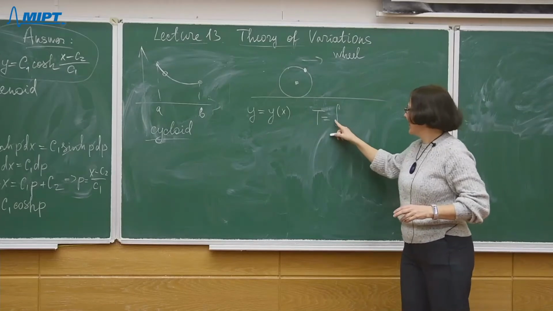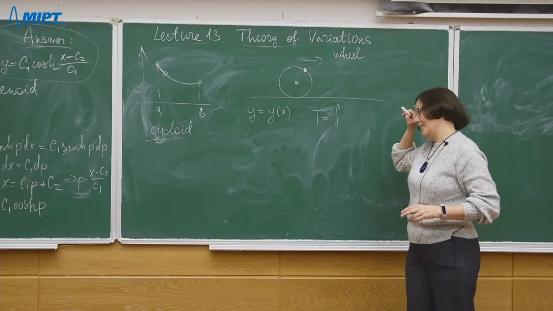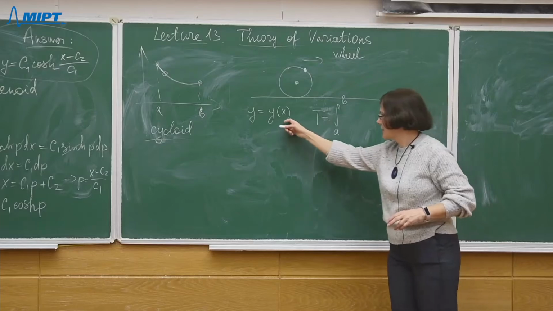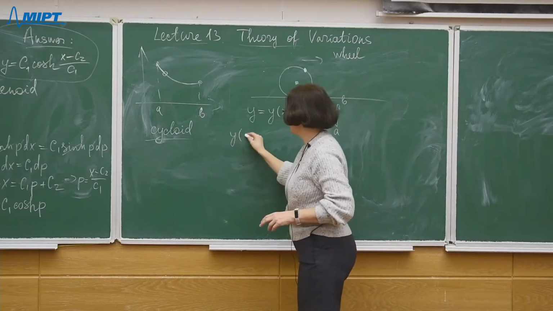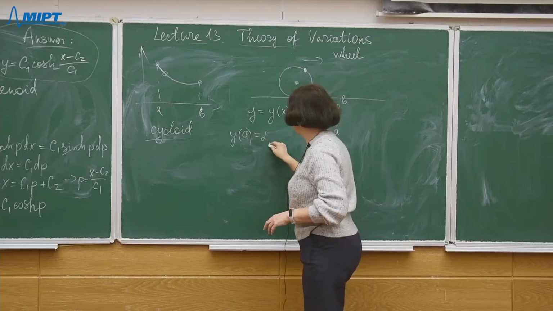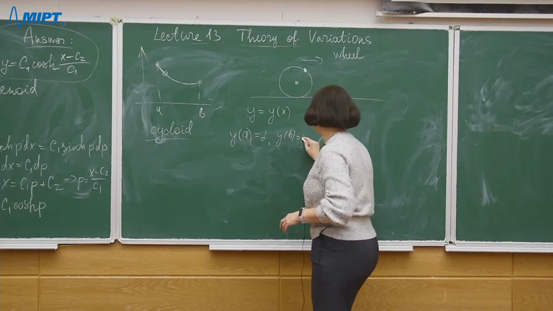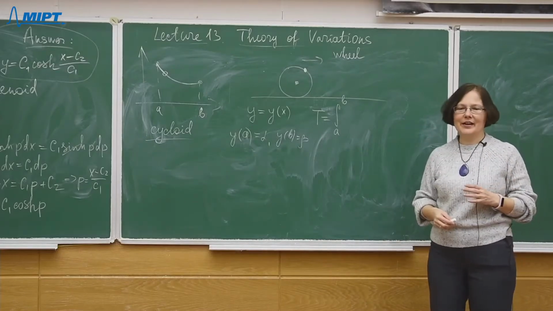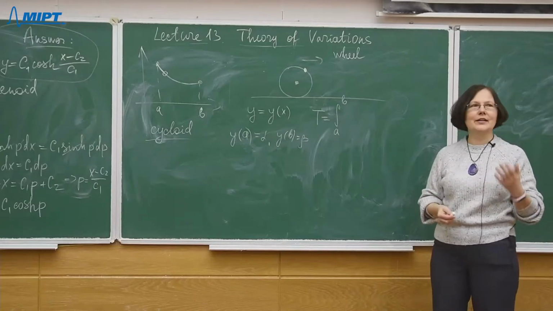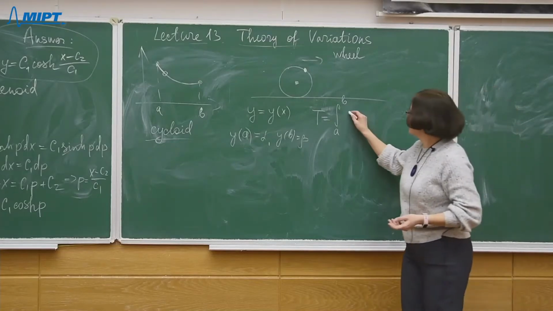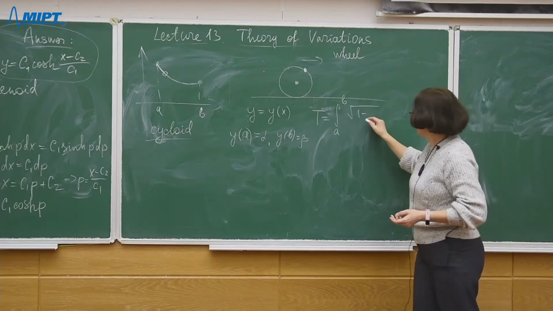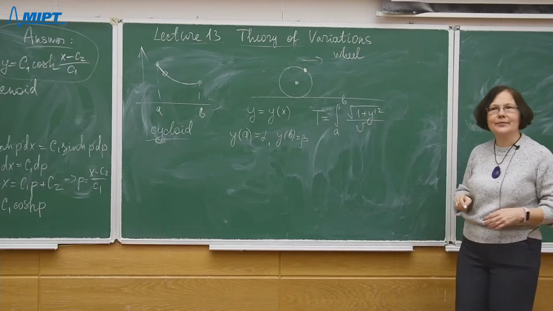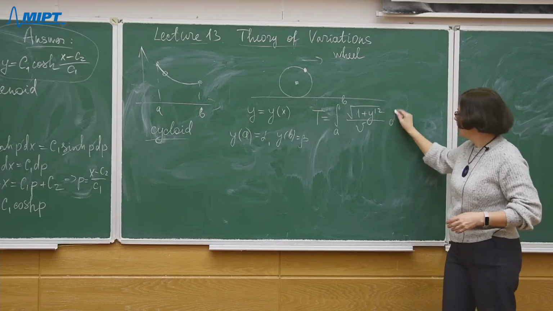So let it be the integral from a to b. These points are fixed, so we have y of a equals alpha and y of b equals beta. To find time, we must divide the path, the distance, by the velocity. The distance is given by root of 1 plus y prime squared, and we must divide by the instantaneous velocity and integrate from a to b, dx.